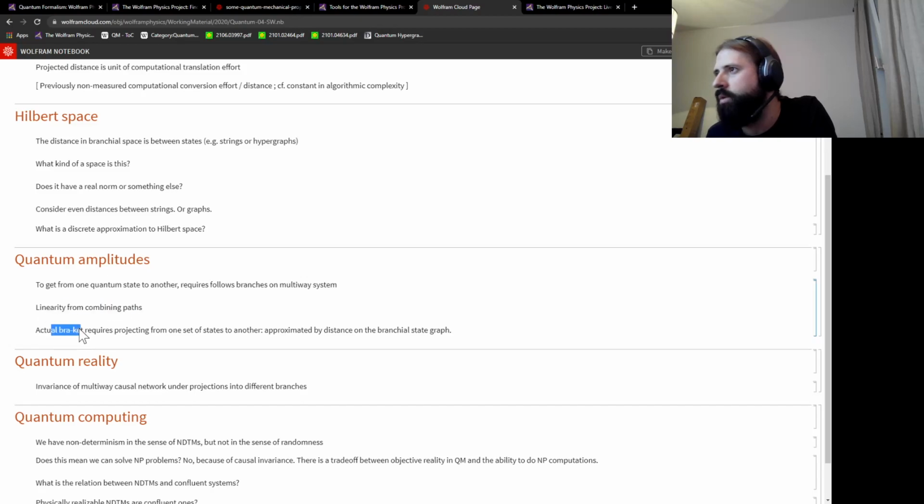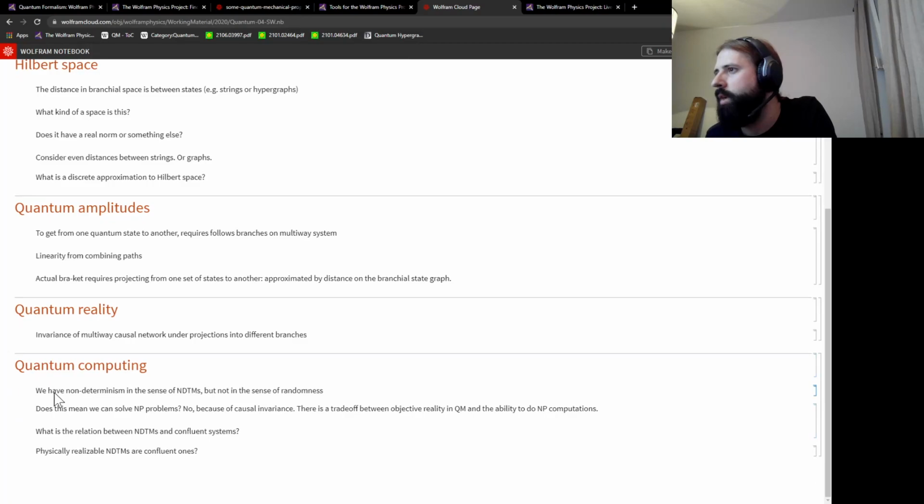Actual bracket requires projecting from one set of states to another, approximated by distance on the branchial state graph. Quantum computing: we have non-determinism in the sense of NDTMs, but not in the sense of randomness. Does this mean we can solve any problems? No, because of causal invariance. There's a trade-off between objective reality in QM and the ability to do NP computations. What is the difference between NP and confidence systems?